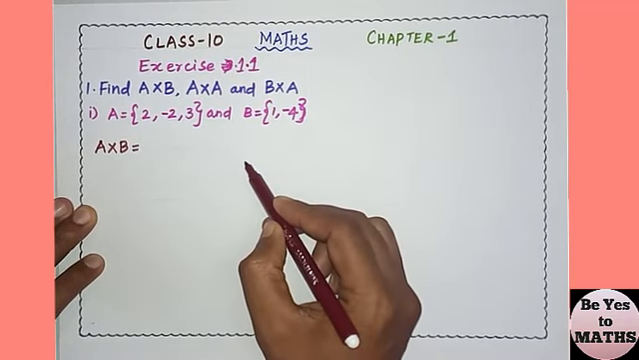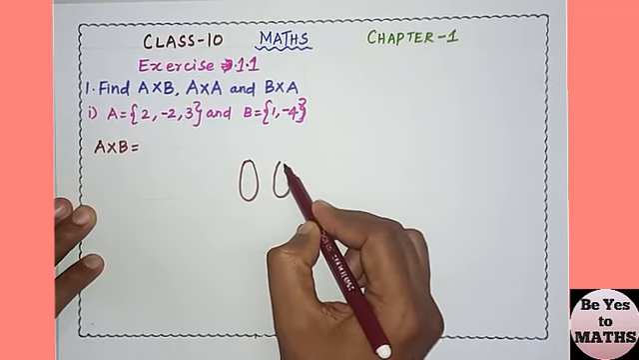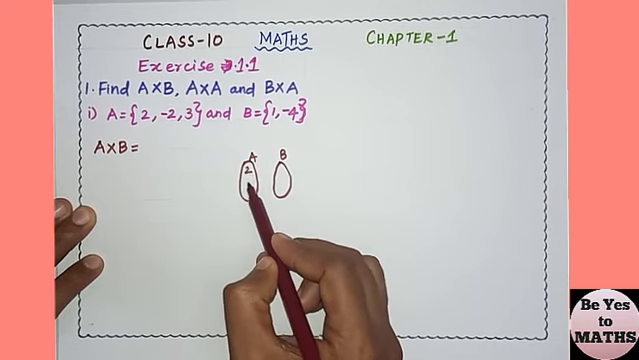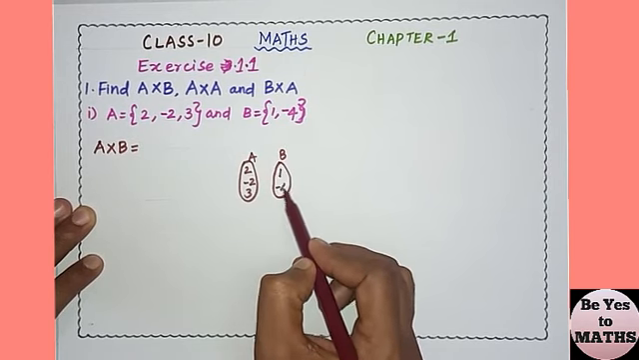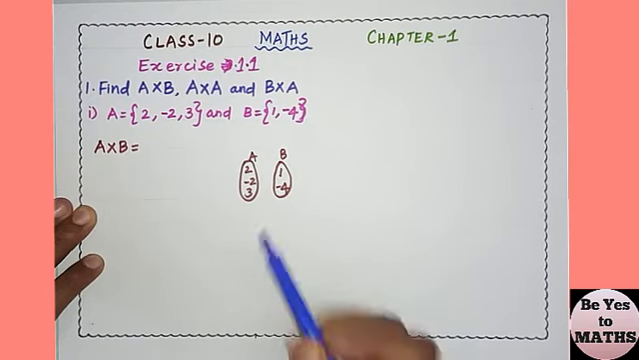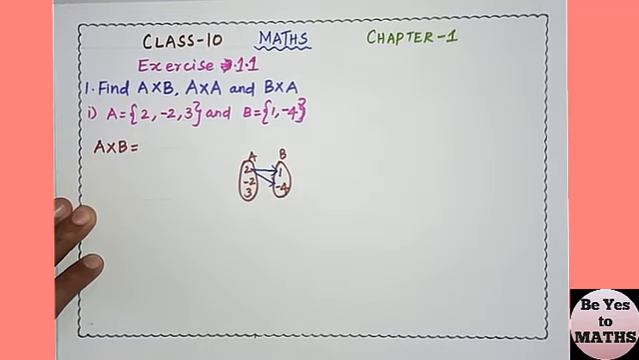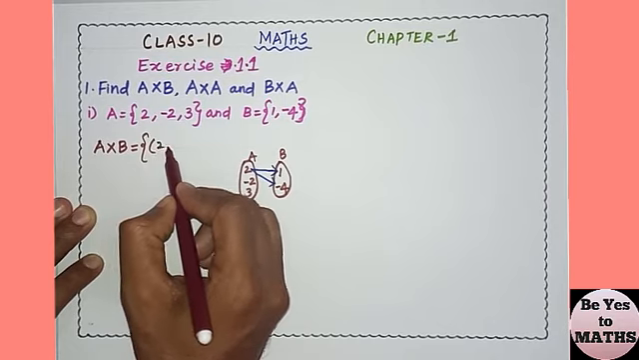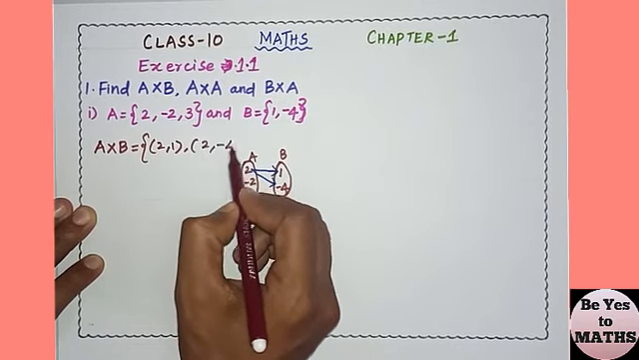So this is A, this is B. A we have 2, minus 2, 3, B we have 1, minus 4. Take element 2 from set A and pair with all the elements in set B. So 2 comma 1, 2 comma minus 4.